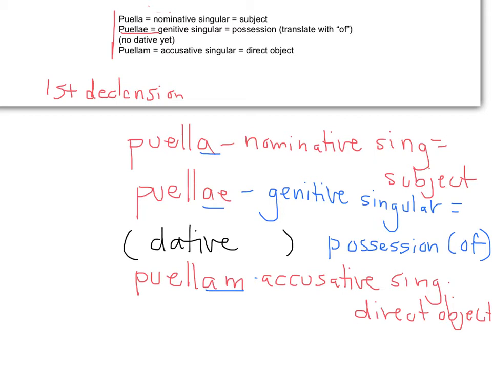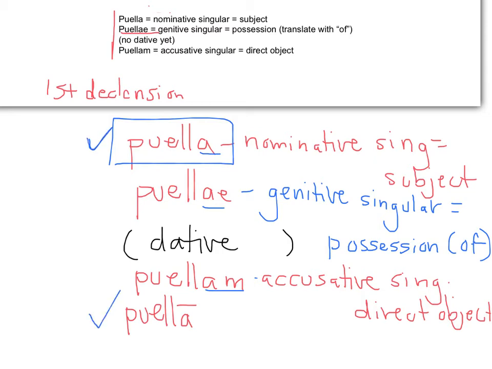And then the last case ending that you know so far is the ablative. Puella, with a long A. Note that the nominative is spelled the same, but it does not have a long A. Puella from the top, that's the nominative subject. Puellae, that's the genitive singular for possession. You're missing the dative. Puellam for the accusative singular, that's the direct object. And puella, that's the ablative singular. That is for the object of the preposition.